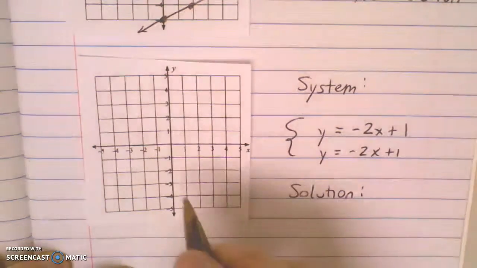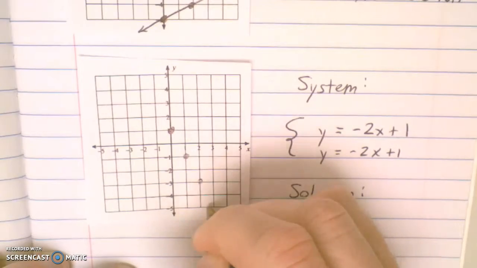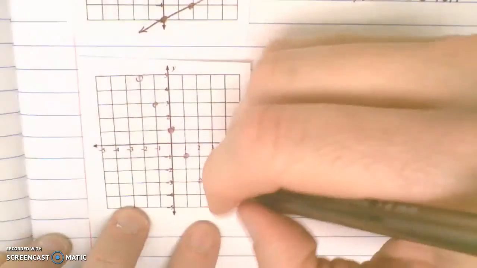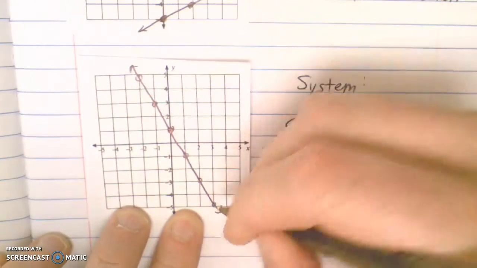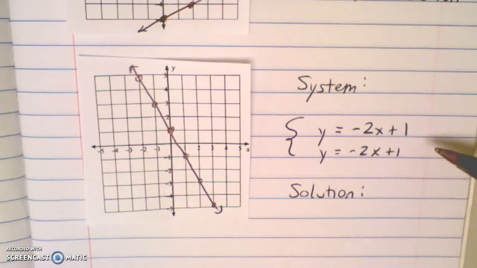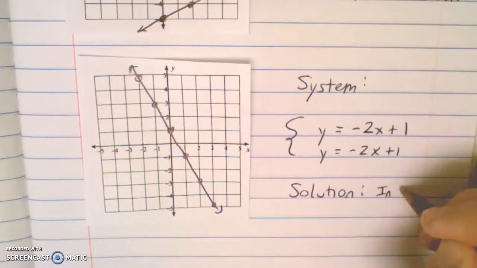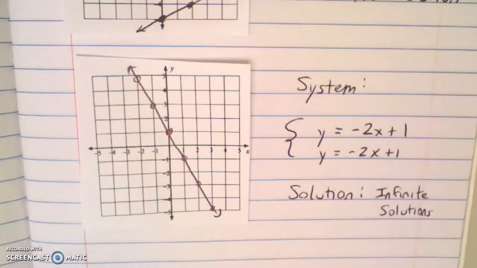So when I graph this, I graph the y-intercept. I go down 2 over 1, down 2 over 1, go in reverse. All right, because these are the same line, I'd be graphing the same thing twice or on top of each other. So when you have the same line, your solution is infinite, which means everything works in this problem. And that's using graphing to solve systems of equations.